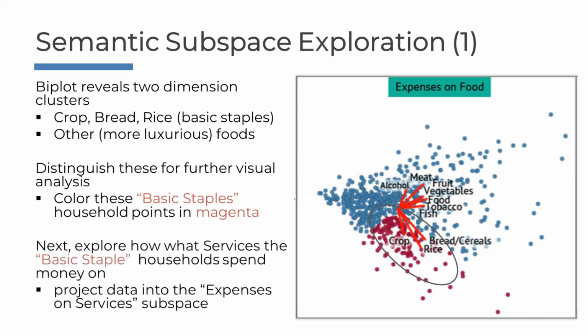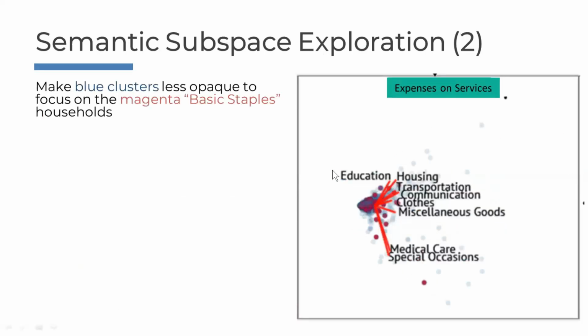And now let's go and say, okay, what are these basic staples group spending money on, for example, the services, right? What kind of services do they use, right? That's interesting. It's like market segmentation, okay? So that's the way you do this. You just basically project them in the expenses and services subspace, which we found before. And this is what we do here, right?